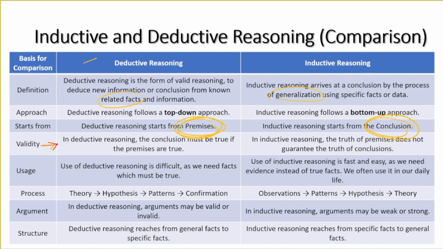While inductive is fast and easy, we need evidence. If we add the facts, then there will be a conclusion. So that is what we call generalization. Okay. So normally in a deductive process there is theory, hypothesis, pattern, and confirmation, while the inductive has observation, pattern, hypothesis, and theorem.